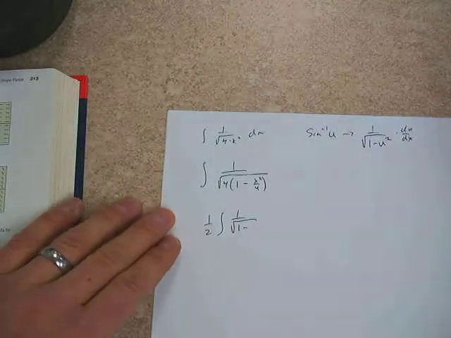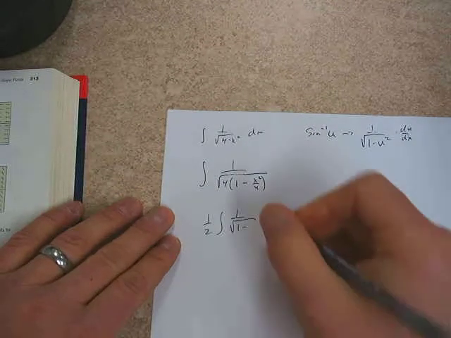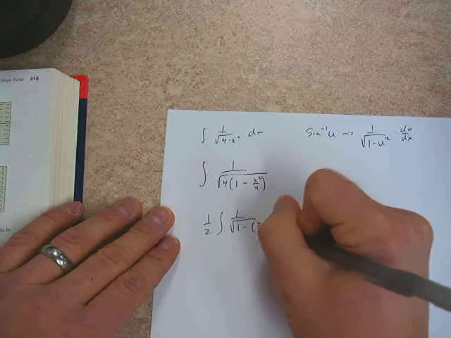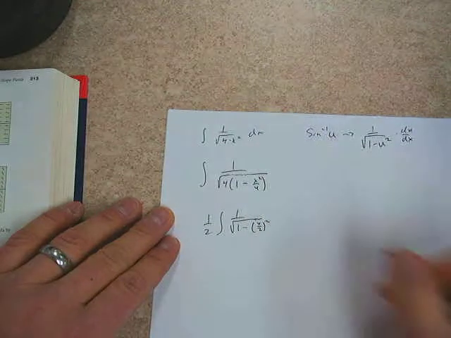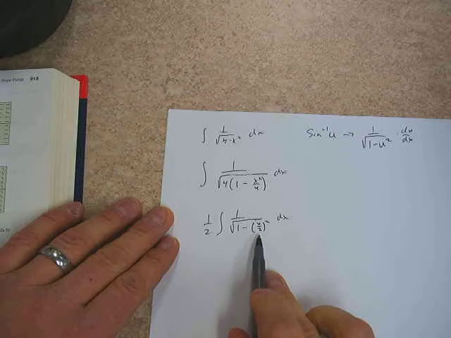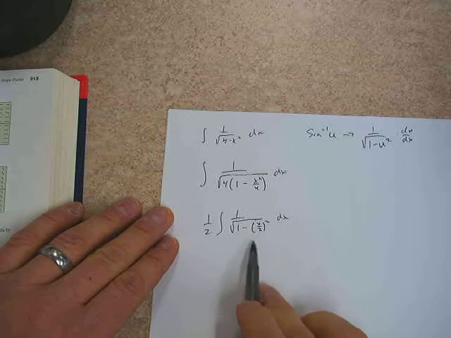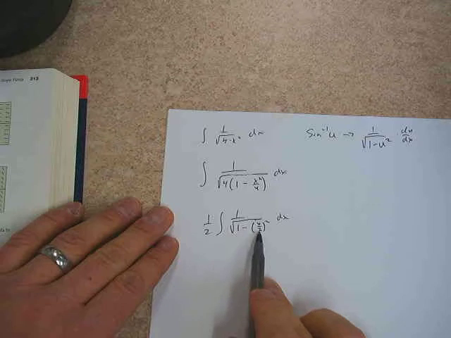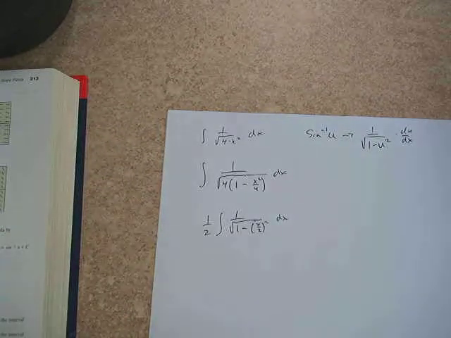Now watch this, one more step in here. Instead of writing x squared over 4, I'm going to write this as x over 2 all squared. Okay. Because ultimately, isn't x squared over 4 the same as x over 2 all squared? And now, what form is it in now? Doesn't it look like 1 over square root of 1 minus u squared?